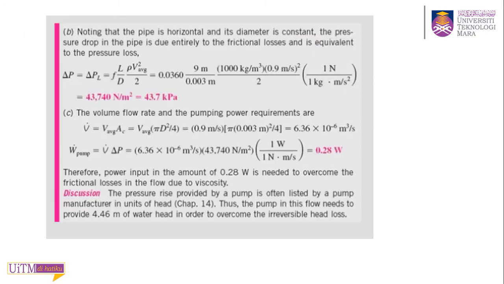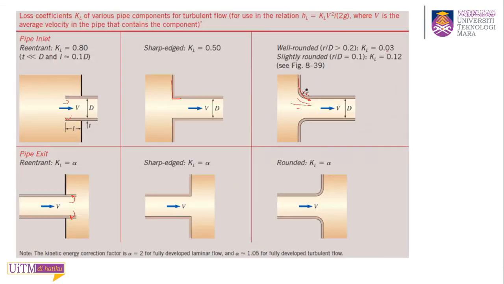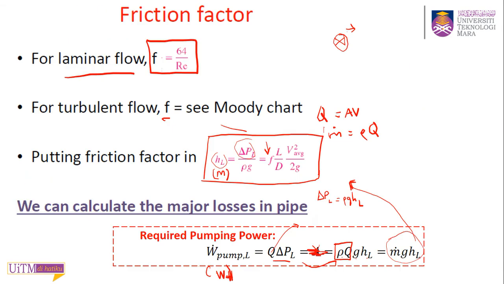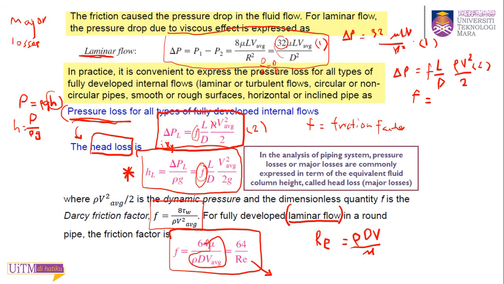Okay, or in this example they show you from the real equation. We know that before here, and this here. So this delta PL equals F times L over D times rho V squared over 2.